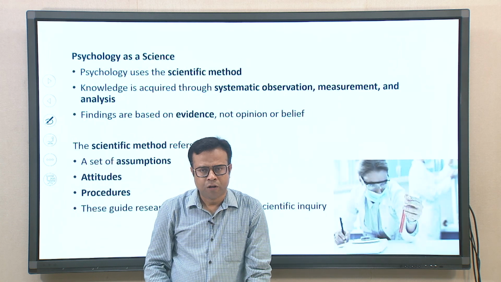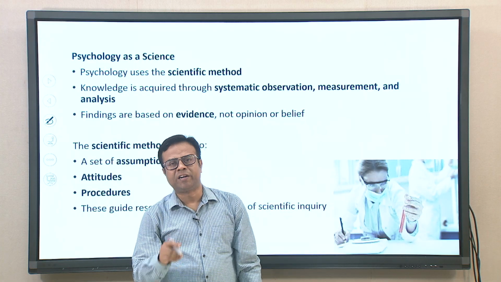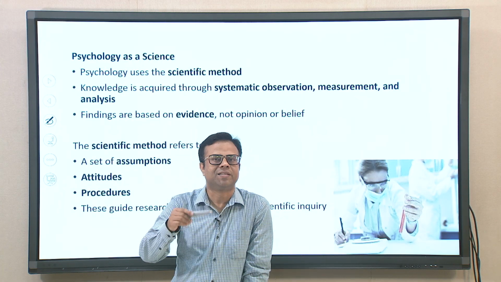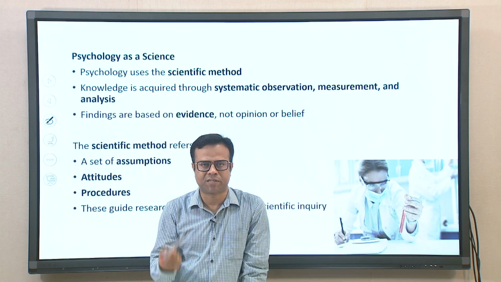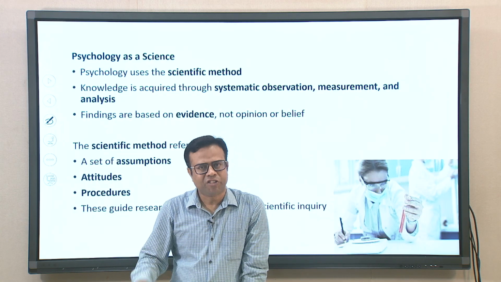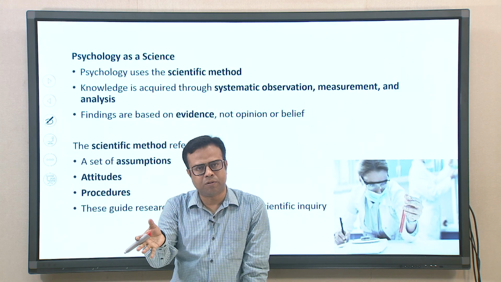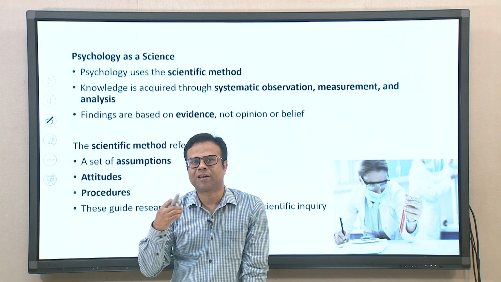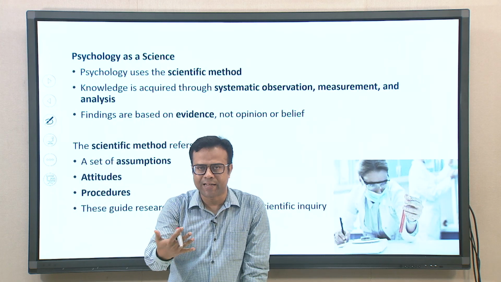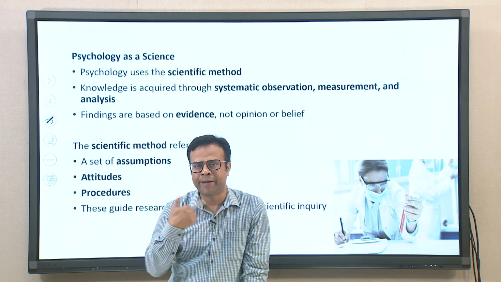So, let us start. As we discussed in the last class while defining psychology, psychology is a scientific study, or it is a science. Psychology claims to be a science or to use the scientific method, and we will try to see what the hallmarks of the scientific method are, what characteristics are required for any inquiry to be called science or any discipline to be called a science.